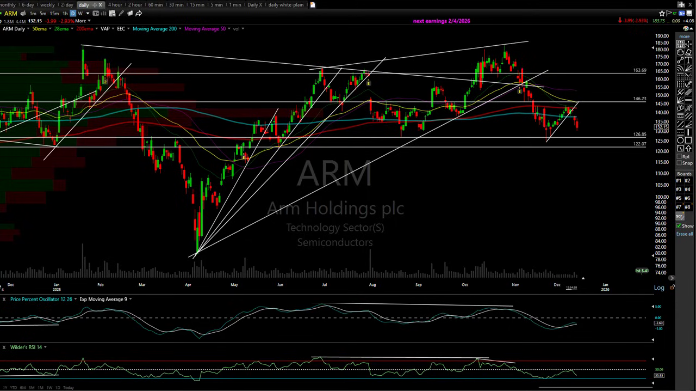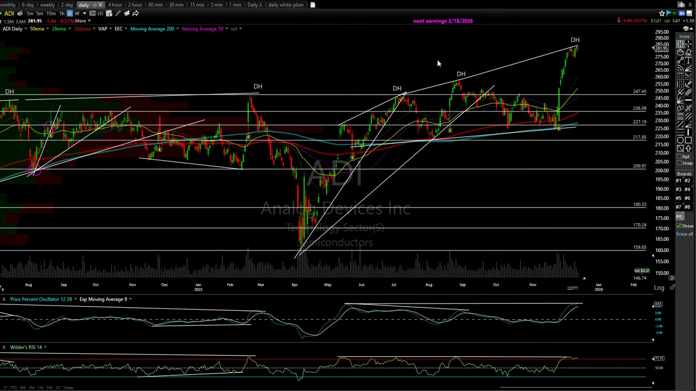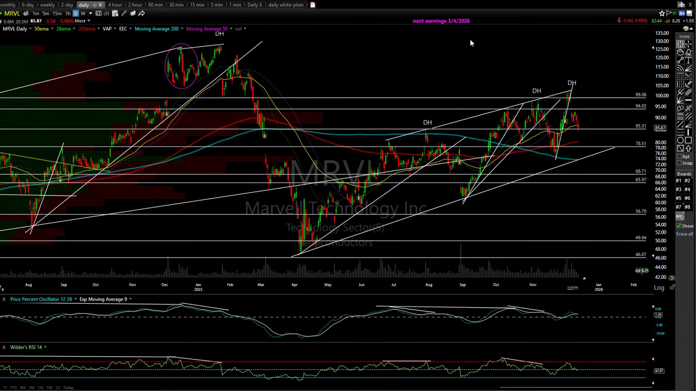ARM, this one peaked here, divergent high, then it took out the trend line and just got rejected off the 200 exponential moving average, but really needs to break this support zone to drop more. ADI, Analog Devices, that's just an extension of the big divergence that's been building. Divergence is not a sell signal. I don't have one on this one right now.